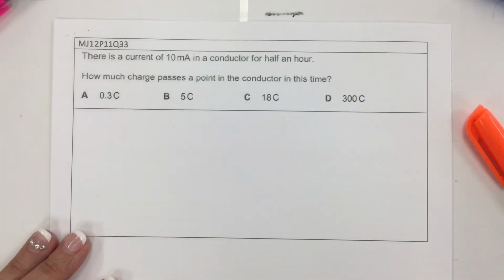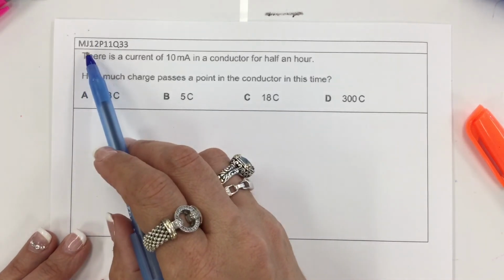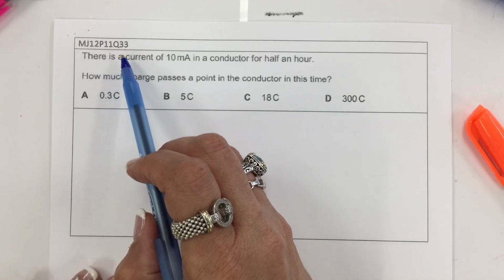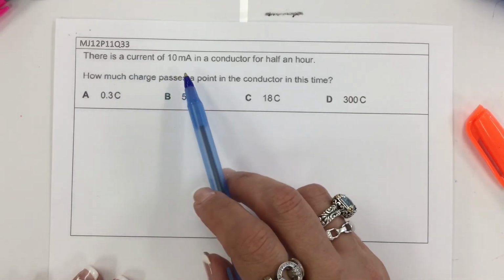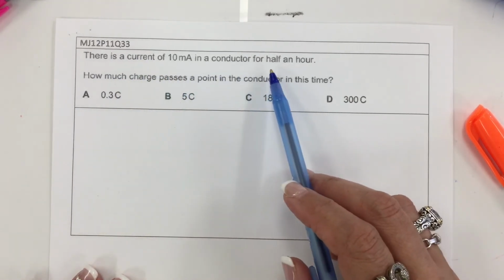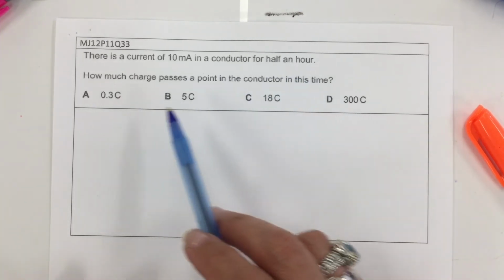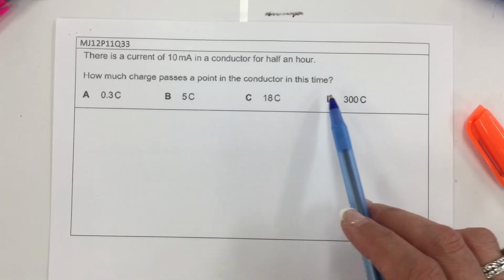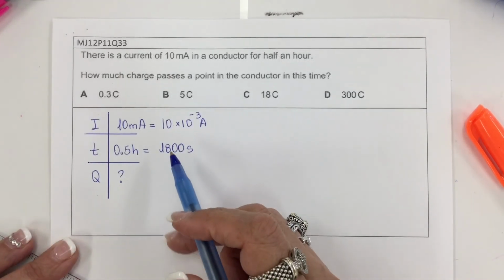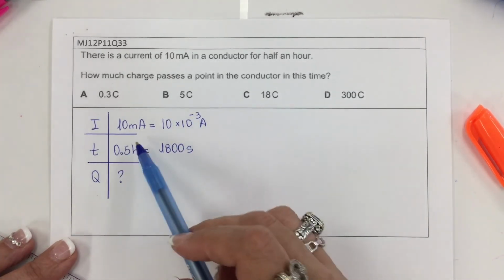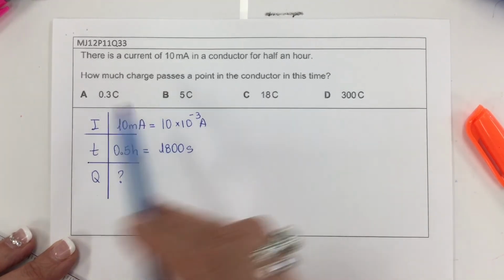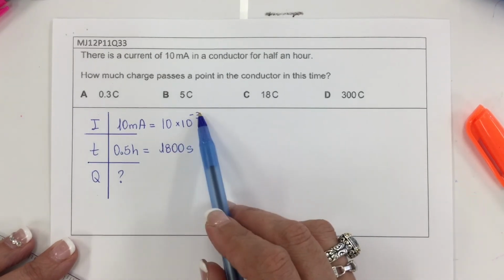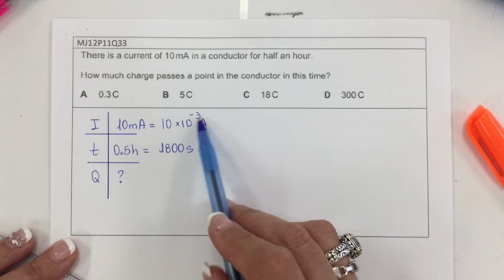Another straightforward question from May-June 2012, paper 11, question 33. There is a current of 10 milliamps in a conductor for half an hour. How much charge passes a point in the conductor in this time? So this is my data table for this problem, and this time I'm using the multiplier for milli because all my answers here do not show milli. So 10 to the negative 3.